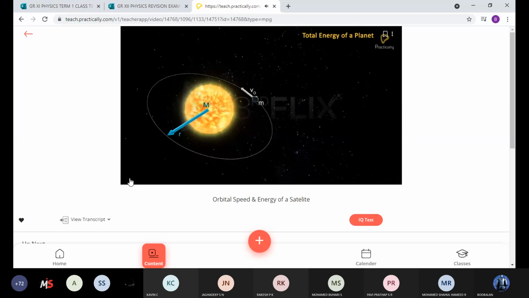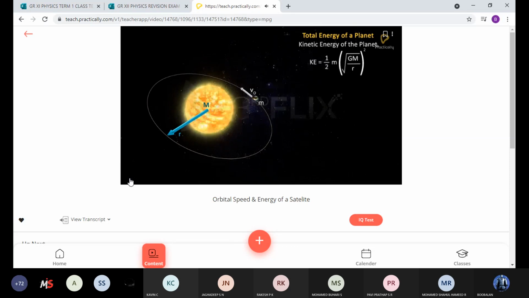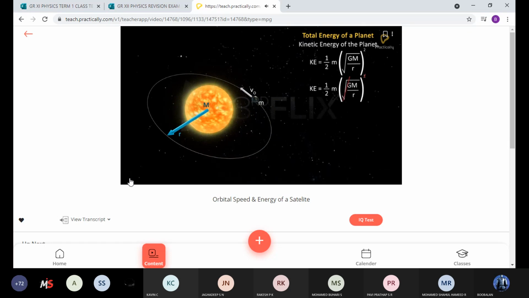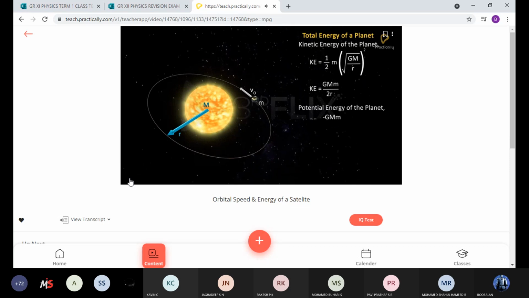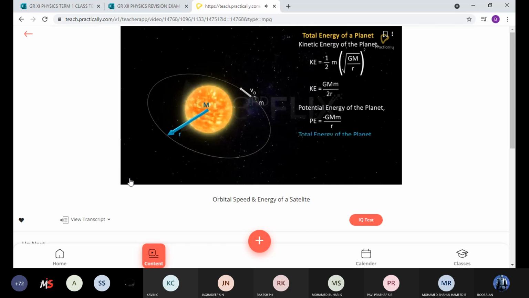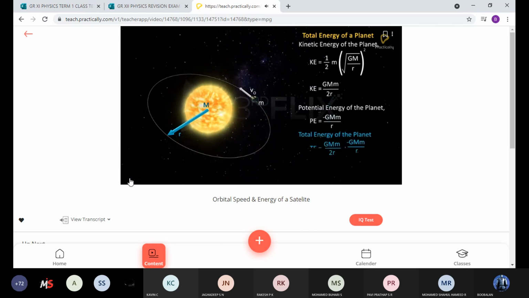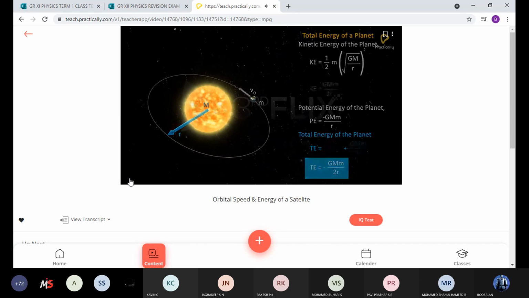We know that the orbital speed of a planet is equal to the square root of GM by r. Hence, the kinetic energy of the planet would be 1/2 m into (square root of GM by r) whole squared. Thus, kinetic energy is GMm by 2r. The potential energy of the planet is minus GMm by r. The total energy of the planet is equal to the sum of its kinetic energy and potential energy. Hence, total energy is minus GMm by 2r.